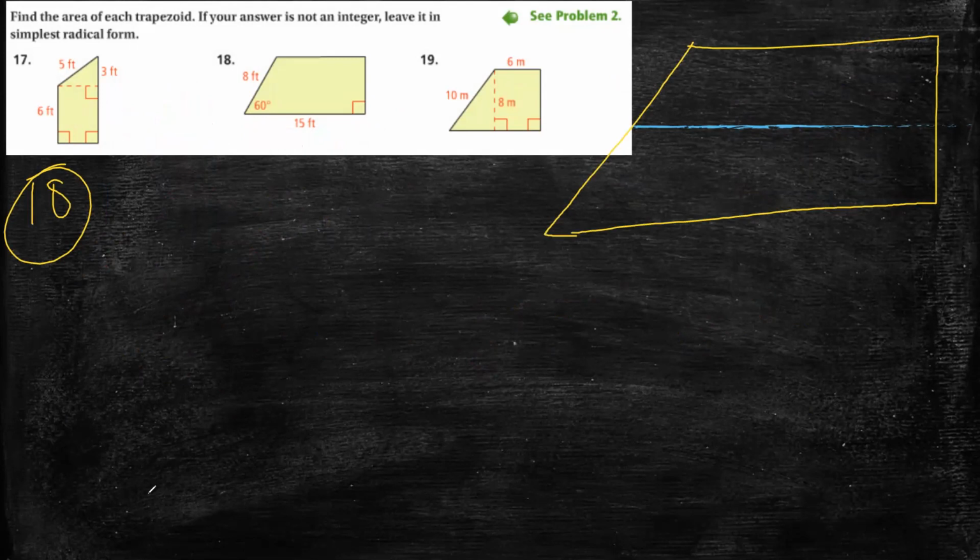For this trapezoid, the length of the first base is 15. And there's nothing known about the second base. There's nothing known about the height of the altitude. He just told me that the angle here is 60 and the length of the hypotenuse here is 8 feet.